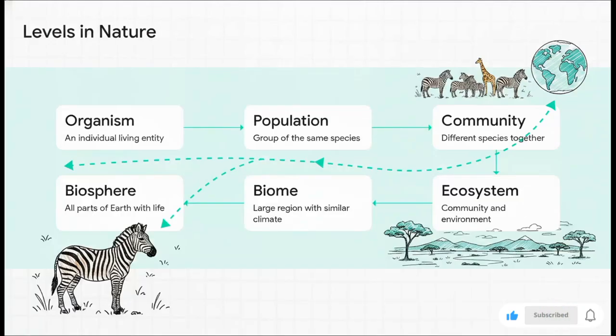Because life doesn't exist in a vacuum, scientists use a 6-step hierarchy to make sense of it all. To make this super easy to visualize, I want you to picture one lone zebra standing out on the African savanna. Just the one. That single living creature is our baseline organism. That's step 1, and it's where we anchor our whole journey today.